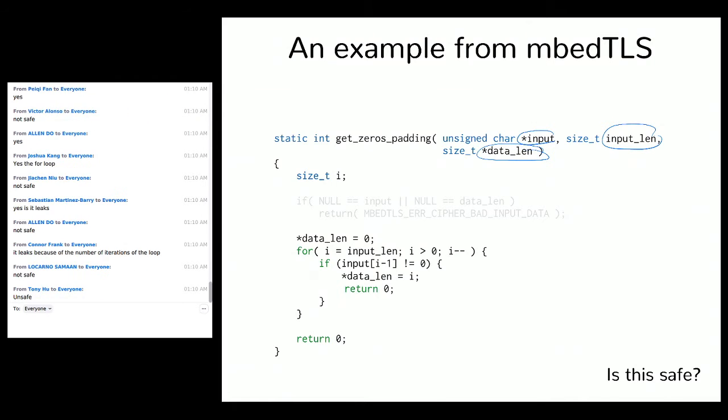Right. So this is not safe, right? Why is it not safe? Well, if we look at what's going on, we're looking at the buffer contents, whatever I minus one is. And then we're saying if that thing is not zero, we're going to set the data length to that I, and then we're going to terminate early, right? So we're basically not going to go through the whole buffer. We're going to stop once we're done with the padding.